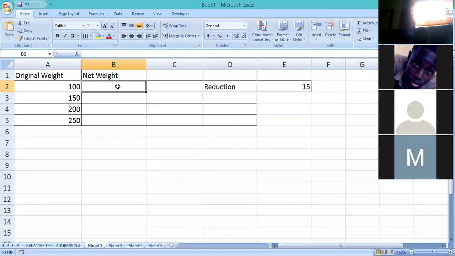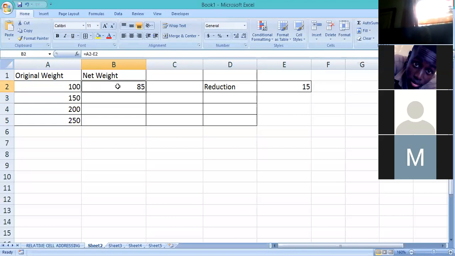What do all formulas begin with, students? Equal sign. Equal, what are you taking away now? What we said we're taking away? 15 from the original weight. All right, so the first weight is in which cell? A2. So it's going to be A2, take away, where is the 15? E2. Take away E2. Enter. So we get 85, is that correct?